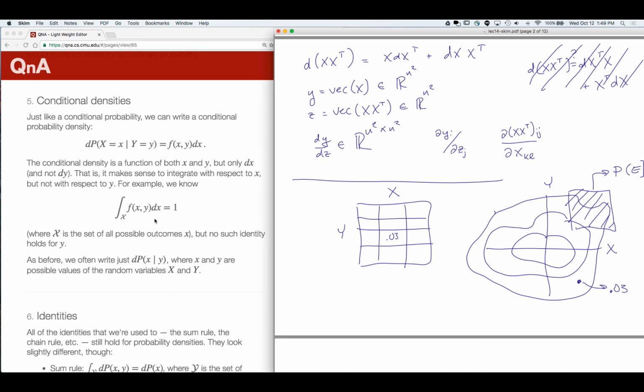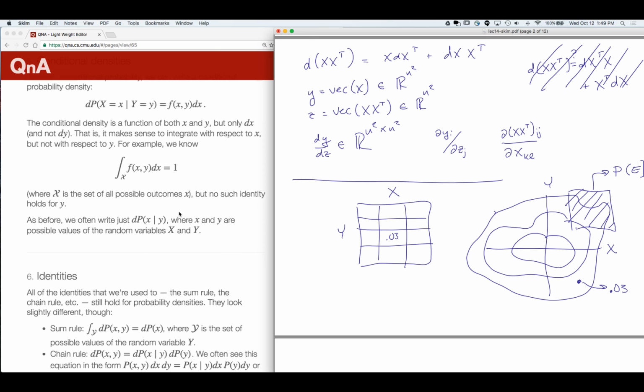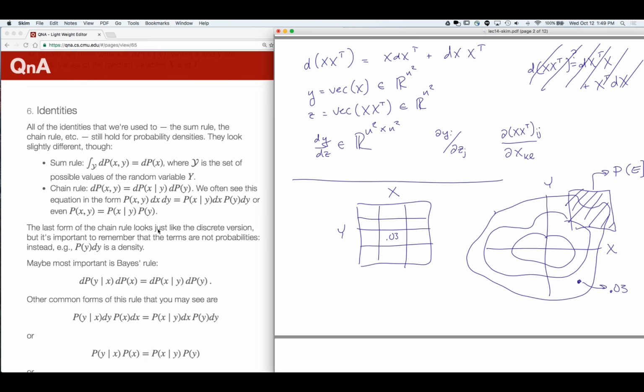For example, we know that if we integrate over x, f of x given y, we're going to get 1, no matter what y is. But no such identity holds for y. There's no law of total probability for the argument to the right of the conditioning bar. And just like before, we can write dP of little x given little y, leaving the random variables big X and big Y implicit. We can also just drop the d and talk about the part without the differentials. So like I said, the rules are almost the same now for working with continuous random variables. We have a sum rule and a chain rule and a Bayes rule.